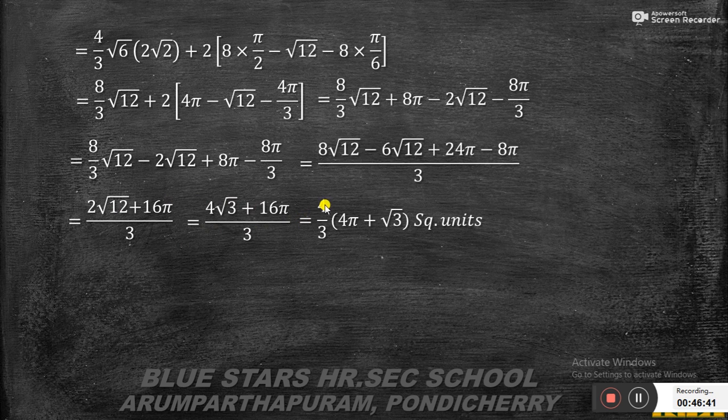So in the next step 4 by 3, we take the 4 from the numerator, so 4 into, the remaining are root 3 plus 4 pi, so we write it 4 by 3 into 4 pi plus root 3 square units. This is the answer for the given problem. We complete the class.